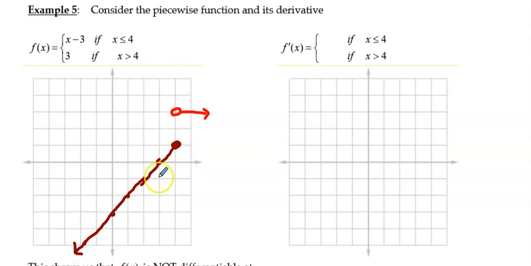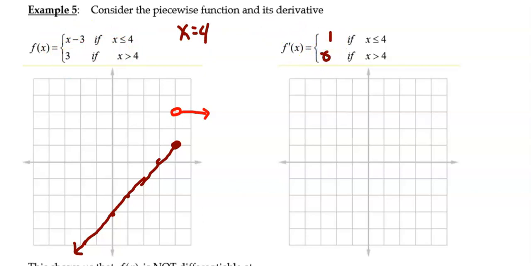So to the left of positive 4 we have the line x minus 3, and to the right of 4 we have 3. So if I want to ask you guys to find the derivative of this, again we're talking about what's happening at x equals 4. Okay, that's clearly what's going on here. So we're taking the derivative of this. We're going to say the derivative of this function is going to be 1, and the derivative of this function is going to be 0.